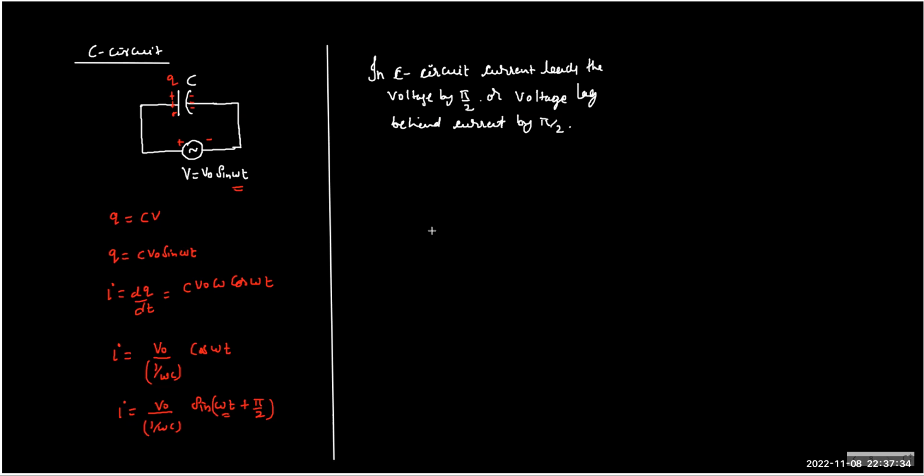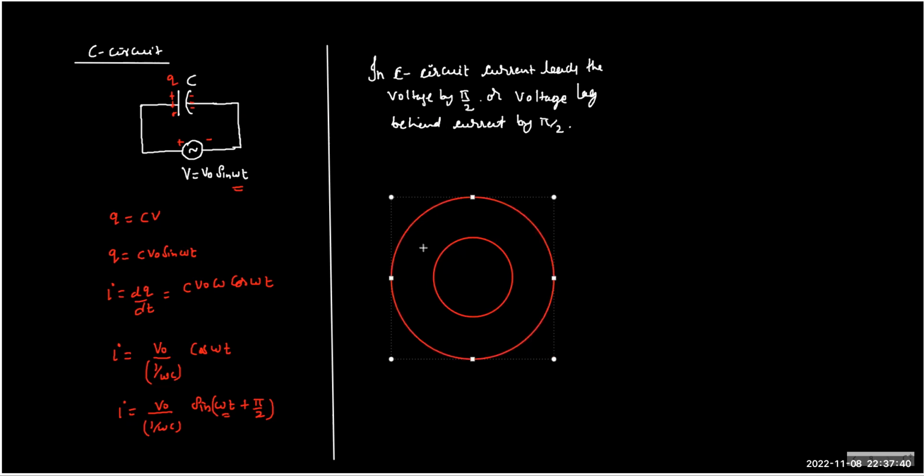So the phasor will be really interesting here. If we draw the phasor, as I said, we take horizontal as reference and vertical as the variable. So if the voltage source is like this at t equals zero, at the same instant, how will the current be? 90 degrees clockwise, yes. Anti-clockwise, right? Yes. So this is I naught, this is V naught.